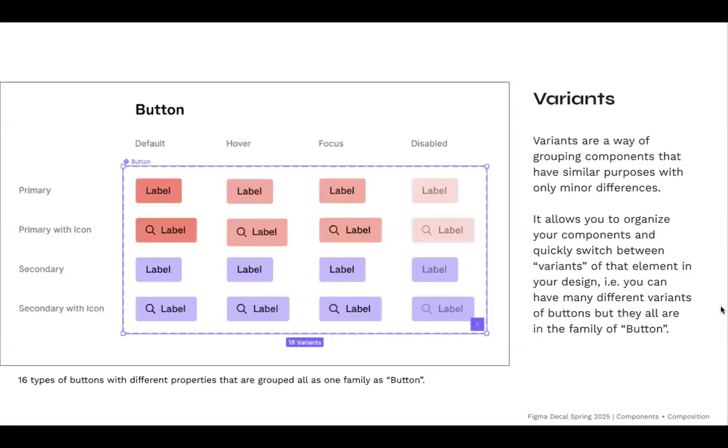And so that leads into variants. So variants are a way of grouping components that have similar purposes with only minor differences. So it allows you to organize your components and quickly switch between variants of that element in your design. So you can have, for example, many different variants of buttons, but they are all in the family of button. So when you go into button, you can see like red button, green button, orange button, but it's all going to be within one family. And then you can also see all of its variants.